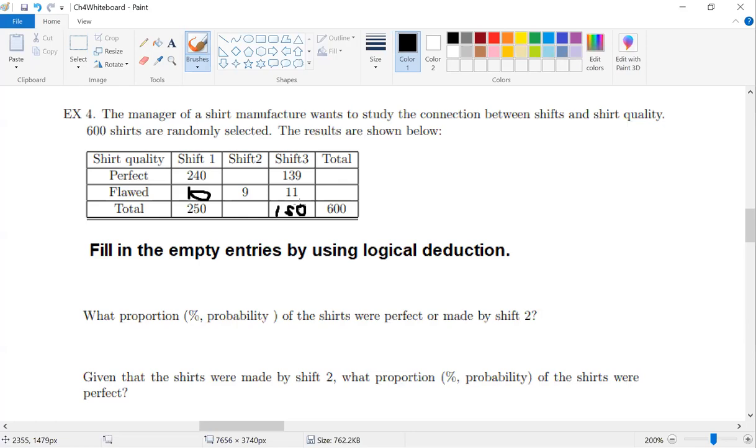Now go back to the start. We can now fill out two of our rows. We can fill out the flawed row and the total row. 10 plus 9 plus 11 has to be our total. So 9 plus 11 is 20, plus 10, that's 30. This total column, 150 plus something plus 150 is 600. 250 plus 150, that's 400. And to get the 600, we add 200.